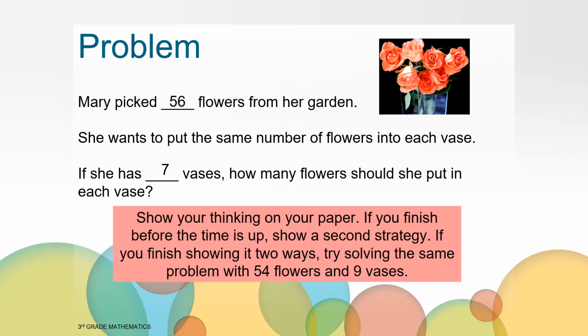Go ahead and start working on this problem on your paper. Show your thinking. If you finish showing it one way before the time is up, try solving it using a different strategy. And if you finish showing it 2 ways, try using a new set of numbers. Try solving 54 flowers divided among 9 vases. I'll check back with you in about 3 minutes.